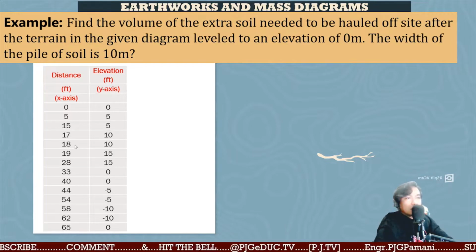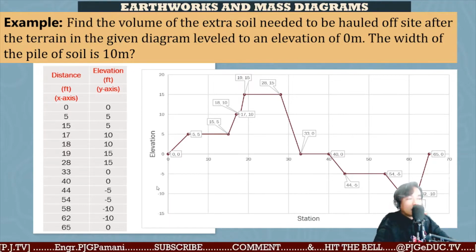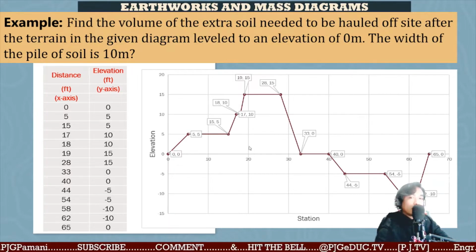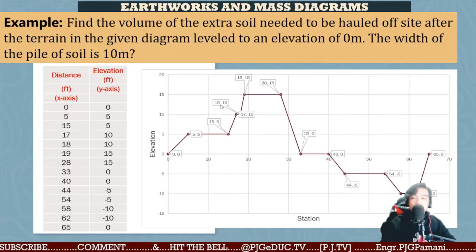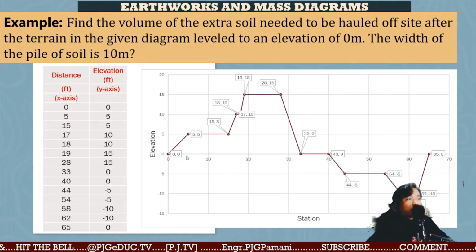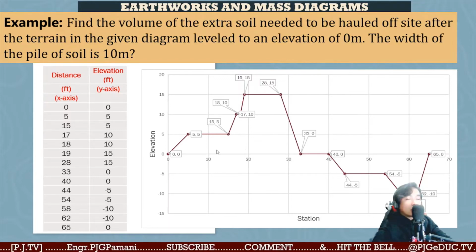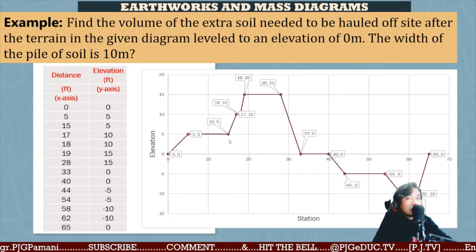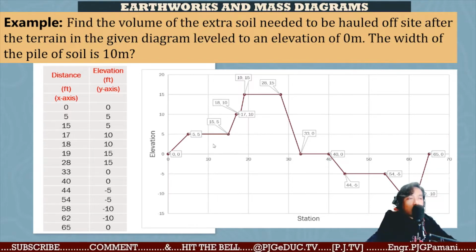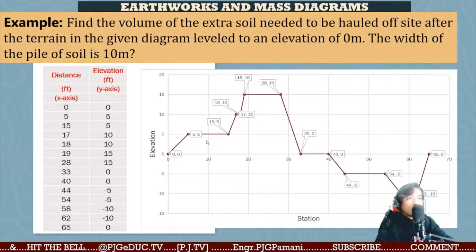Plot natin yan with our diagram. So this will be our diagram on that one, the station versus the elevation. Elevation pa lang kasi hindi pa natin alam yung volume. As you can see, we have here multiple regular polygons or regular shapes: triangles, trapezoids, rectangles, and so forth. Not necessarily just the same as the diagram that I've shown kanina. Meron naman tayong paggagamitan doon later on, doon na sa mismong cut and fill requirement.